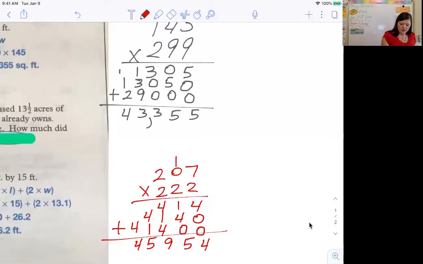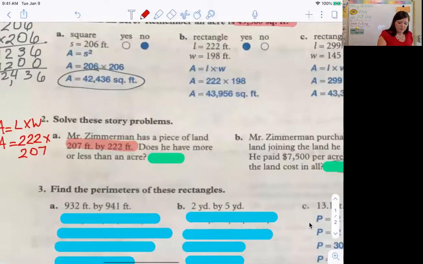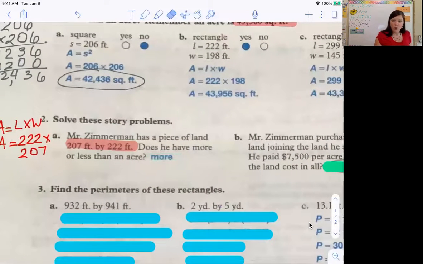1, 2, 3, comma. We have 45,954 square feet. Do we have more or less than 43,560? We have more than that. Since we have more than that, we have more than 1 acre.